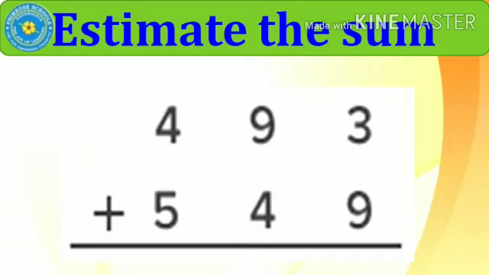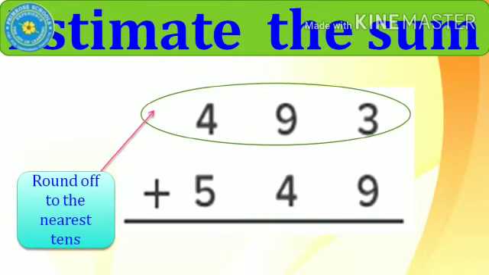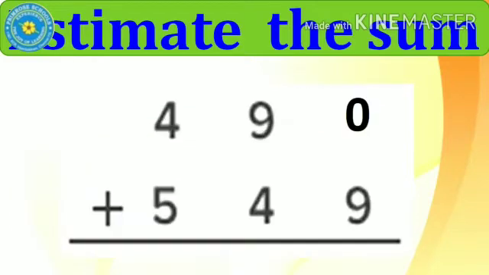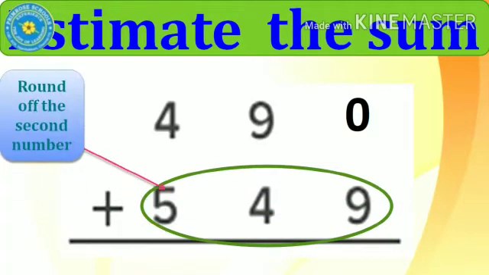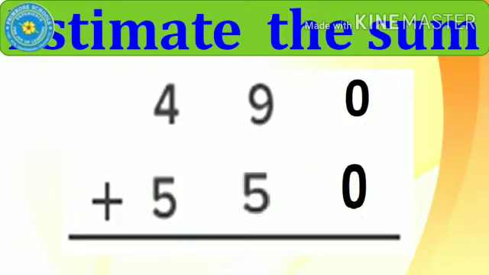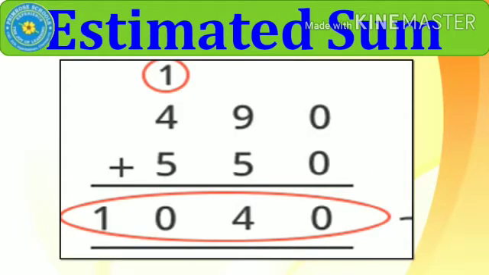Now let us find the estimated sum. So to estimate the sum, we need to round off the numbers. Am I right, children? So first round off the first number to the nearest tens. 493 will be rounded off to 490. Then we have to round off the second number, which is 549. So since ones is 9, it is greater than 5, we are going to round it off to 550. Now when we add the rounded off numbers, we get the total as 1040.